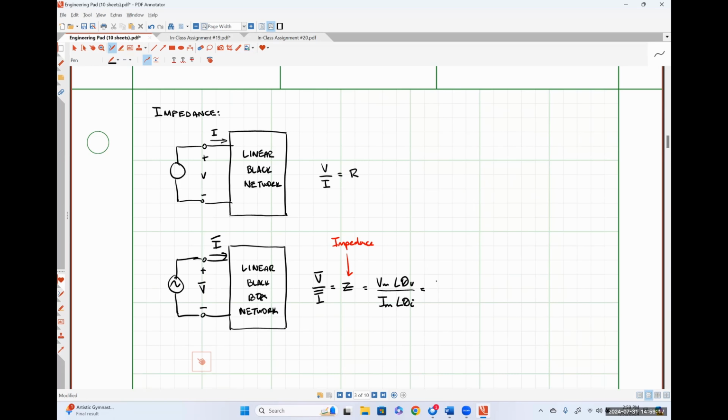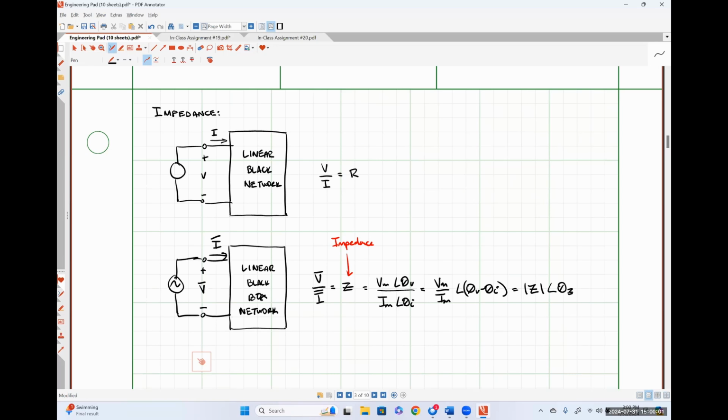And we know that the magnitudes will simply divide and the angles will subtract. So we would have some magnitude of our impedance Z and some phase angle for our impedance theta Z, where the magnitude of our impedance is the magnitude of the voltage divided by the magnitude of the current, and the phase angle of the impedance is the difference between the phase angle of the voltage and the phase angle of the current. So that's our polar form representation of impedance.